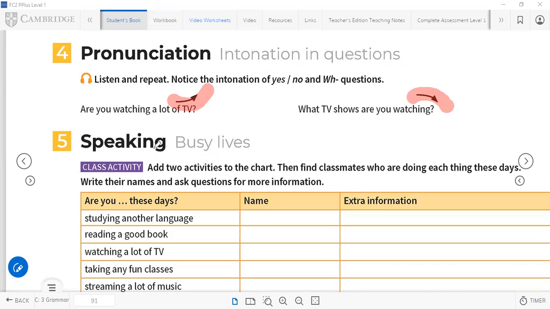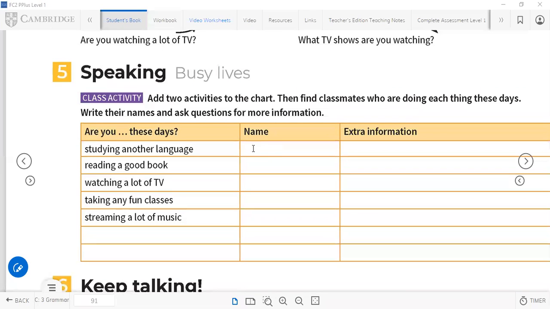One example here we have: Are you watching a lot of TV? And on the other hand, we have: What TV shows are you watching? Okay, again: Are you watching a lot of TV? What TV shows are you watching? And that is the part. So teacher, about the end, what do we have to do here?